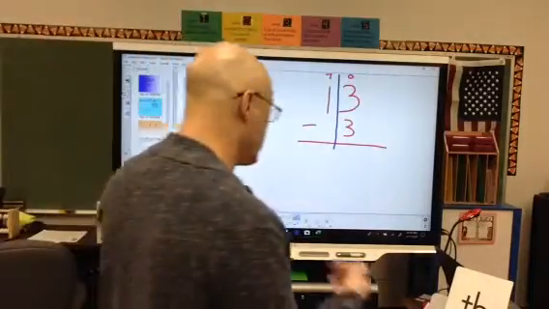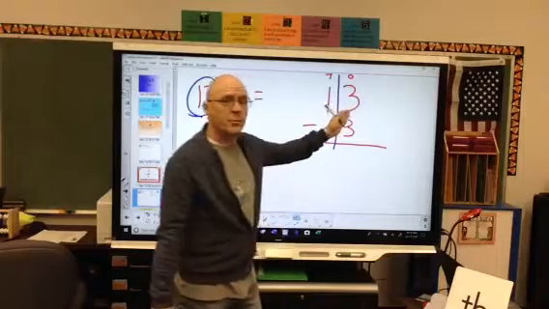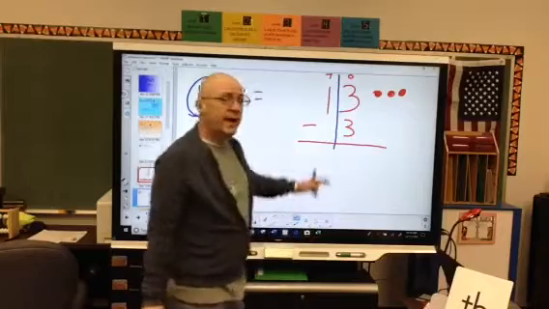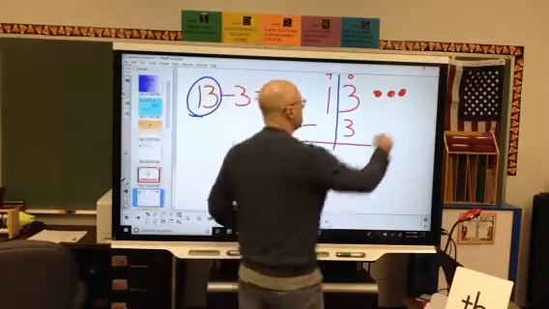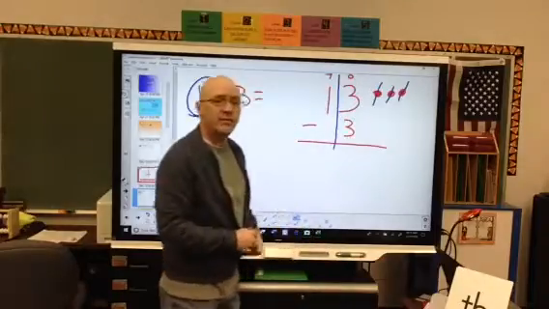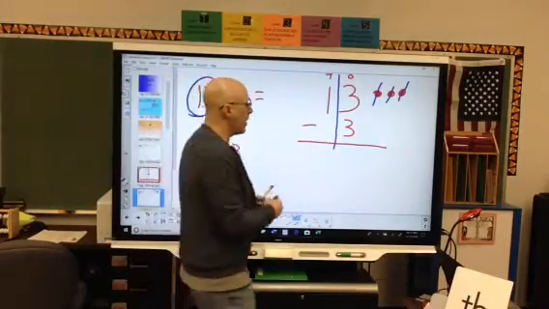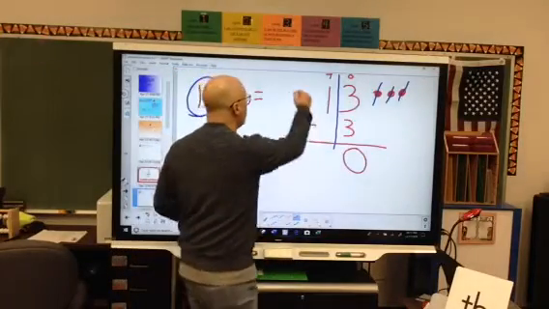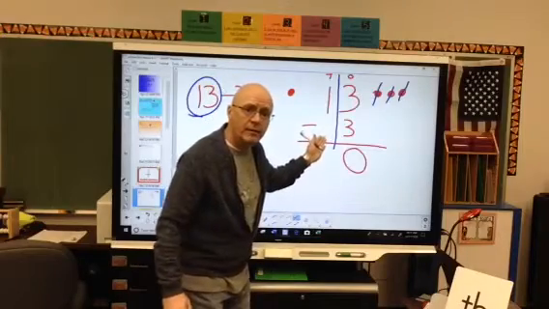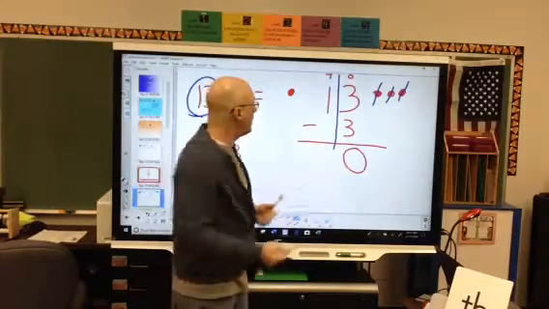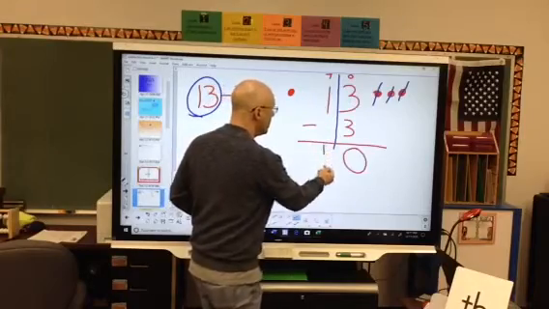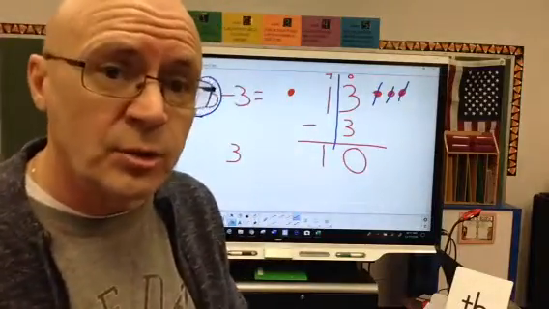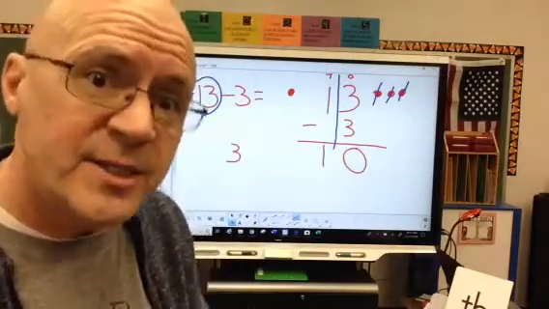Now I can draw my pictures. I started with 3, and I'm going to take away 3. How many are left? None. 0. Now over in my tens column, I have 1, but there's nothing here. I'm taking away none, so 1 minus 0 is 1. The difference of 13 and 3 is 10, or the answer to 13 minus 3 is 10.